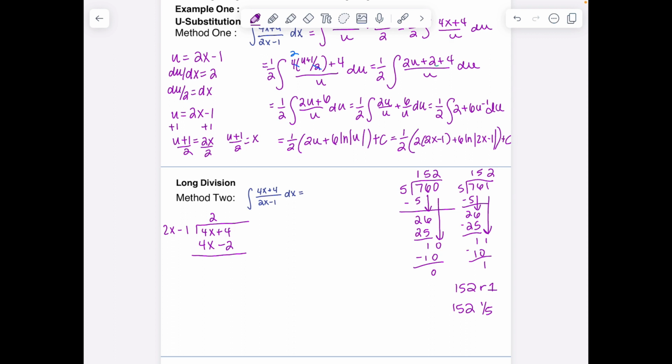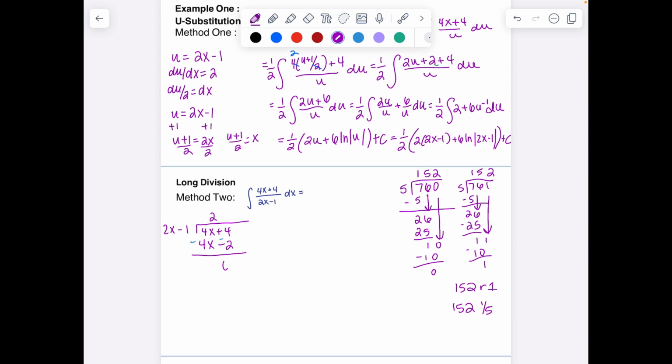And just like in the last problem, when I was doing long division like we did in elementary school, the next thing you do once you get that factor is subtract. So I'll subtract everything, and that will give me 4x minus 4x, which is 0, and then 4 minus negative 2 is 6. Because remember, if you subtract a negative, you add, right?